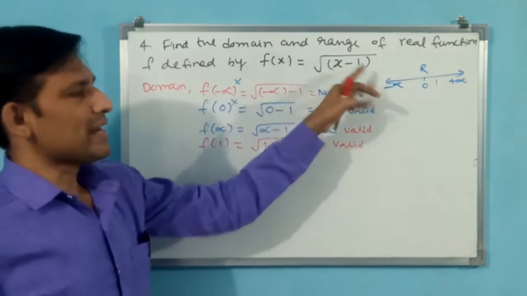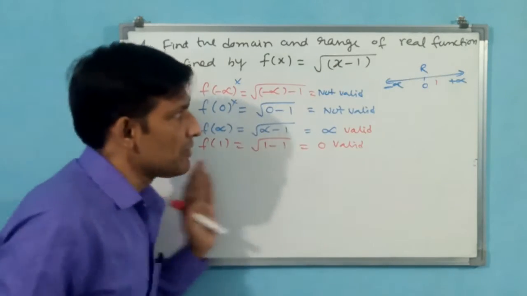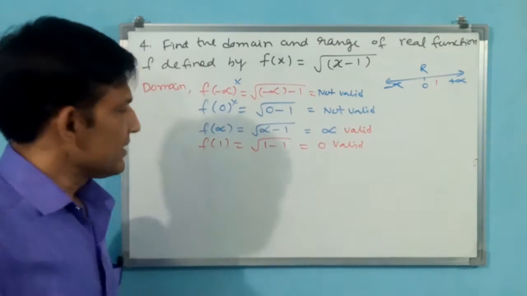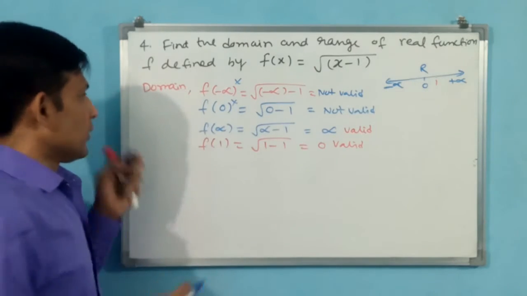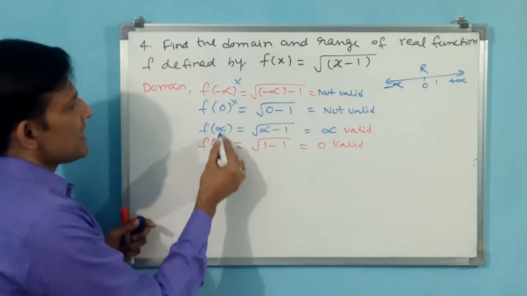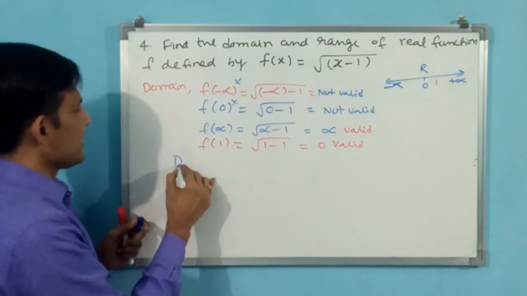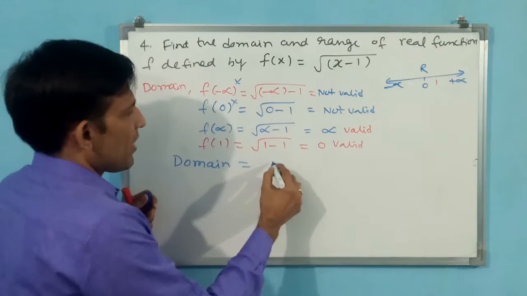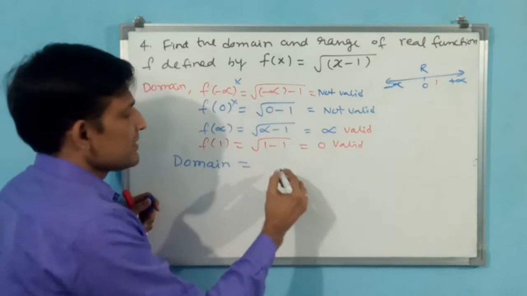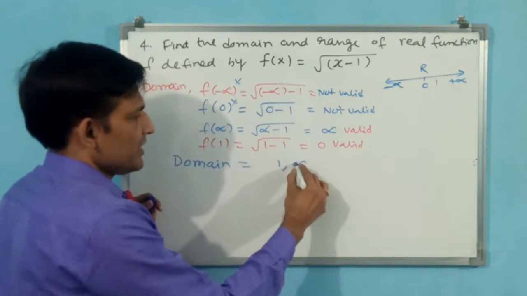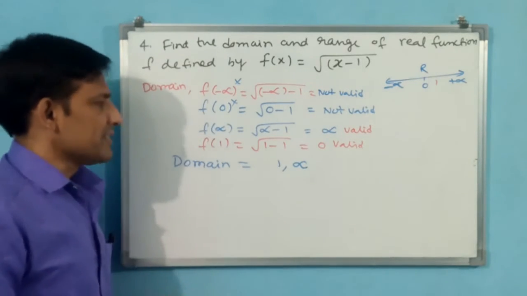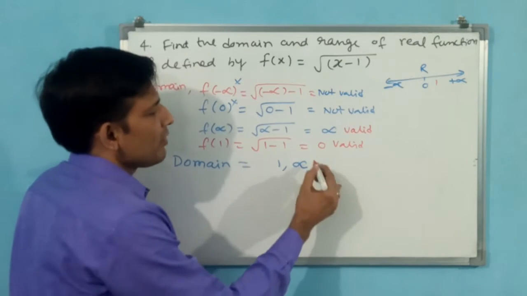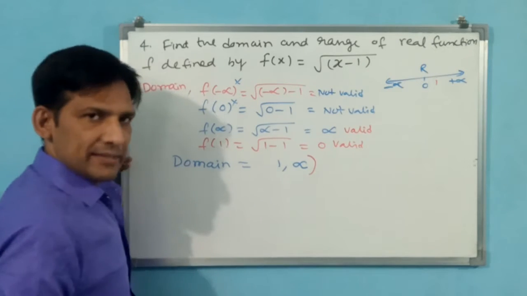If you give 0, minus 1 will come, not going to work. Then we will increase. First we will increase to 1. Okay, now for the domain I can give 1 to infinity. I am writing like this, you see. Domain is equal to, lower limit is 1, upper limit is infinity. I have written 1, infinity also I have written. Now I will decide brackets or parentheses.